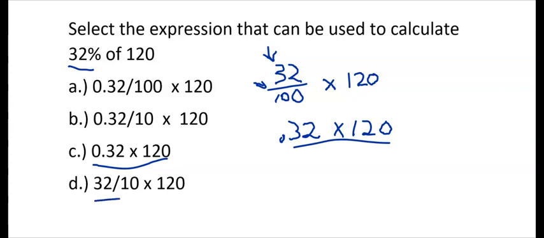And then just to look at this one, we have 32 over 10. Well, that would be okay if it was 32 over 100, but it's not. So the correct answer for this one is C, because you have to divide either 32 or 120 by 100 first, and then you can multiply them together. As long as you divide one of them by 100 first, and then you can multiply them, that way it will actually give you the correct answer.